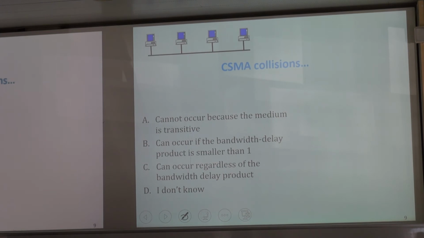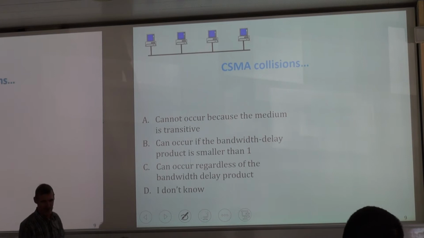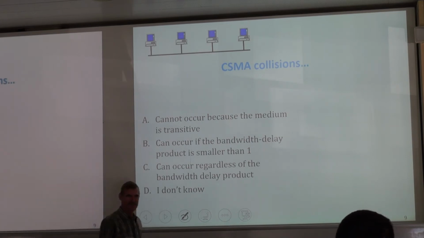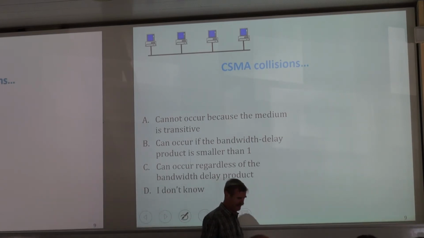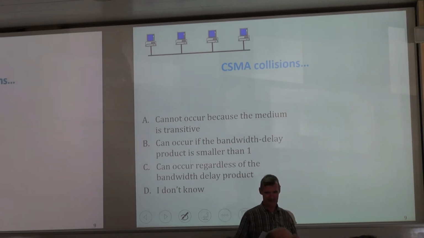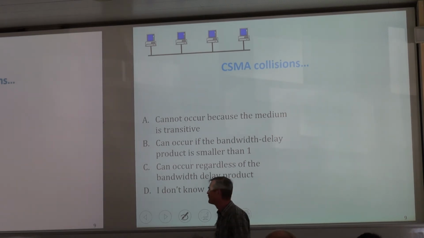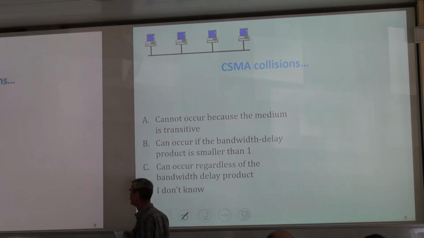If you do this, do you think we can avoid collisions? Clickers.